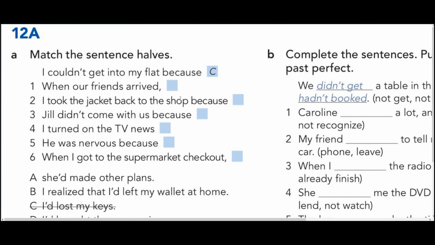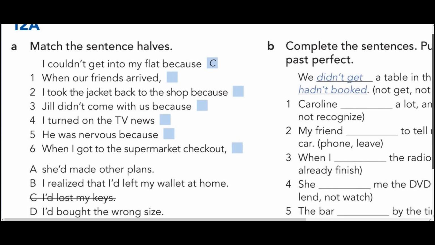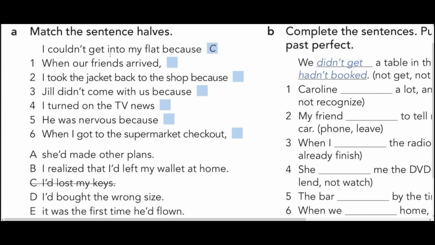And now let's have a look at the answers. Follow this pattern. The first action that happens in the sequence usually comes in the past perfect, and the other actions are usually in the past simple. So let's look at it. I couldn't get into my flat because something had happened first. I'd lost my keys. So this action happened first. Then I couldn't get into my flat.